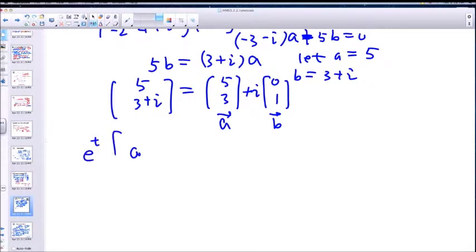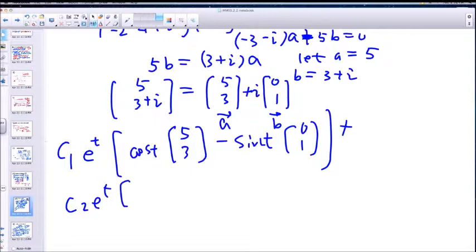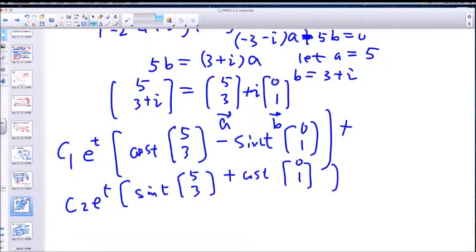e to the t cosine t 5, 3 minus sine t 0, 1. That's the first one, and the C1. C2 sine t 5, 3 plus cosine t 0, 1. And then you got this solution. The only thing you do not know is the C1 and the C2.